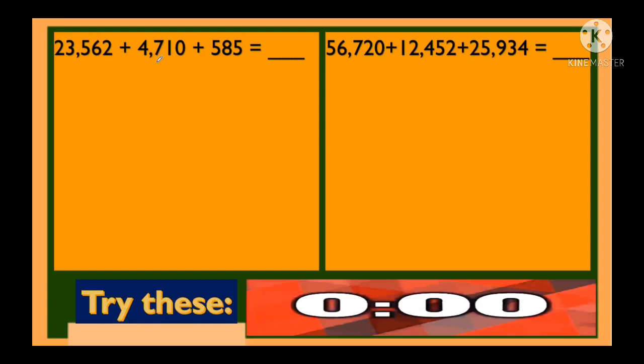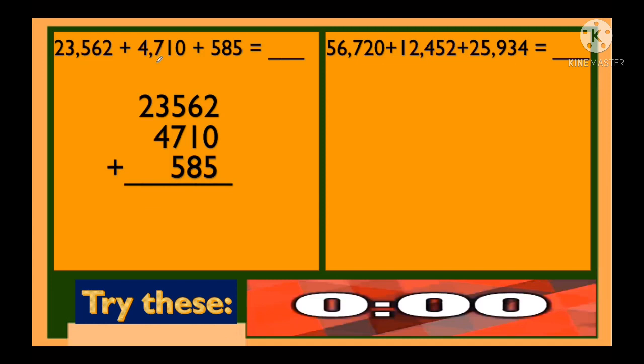Now let us use this one. Let us align first the three numbers. We have the 23,562, 4,710, and 585. Of course, don't forget to align. Alright? Ones, tens, hundreds, thousands. Because if you don't know how to align the numbers, you will get a wrong answer. Alright? So you need to know them, how to align first. That's important.